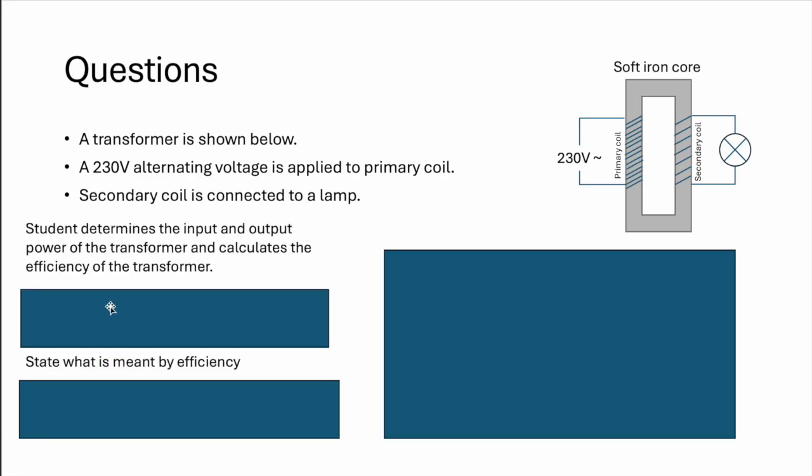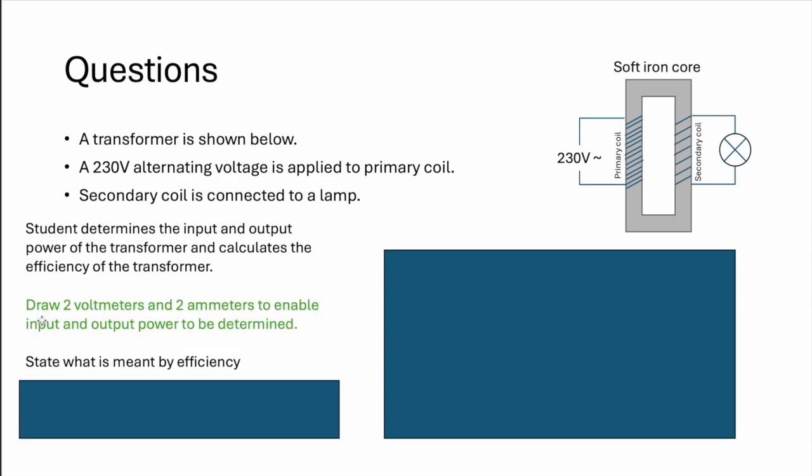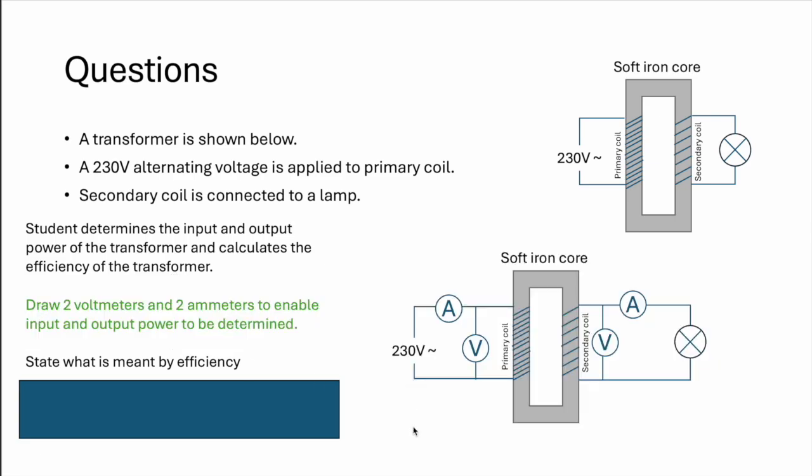Student determines input and output power to calculate efficiency. Voltmeters and ammeters are being used. Draw 2 voltmeters and 2 ammeters to calculate the efficiency. This is how it's drawn. Voltmeter must always be connected in parallel. Ammeter must always be connected in series.